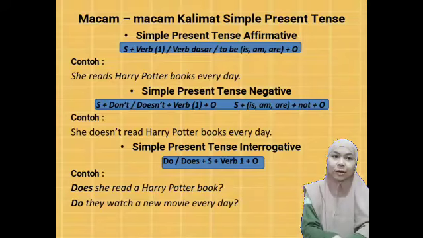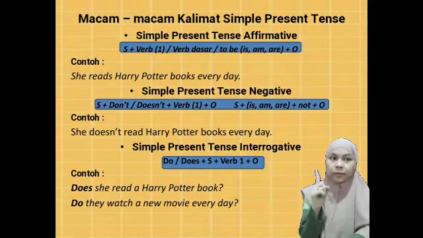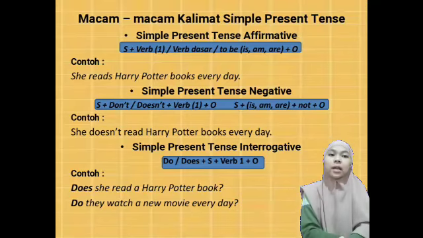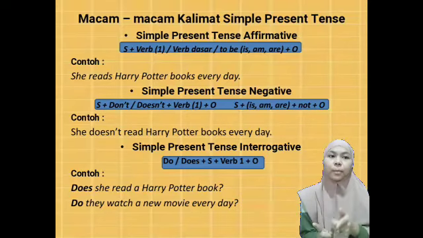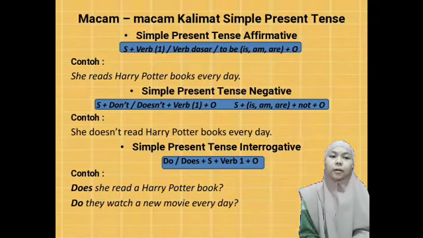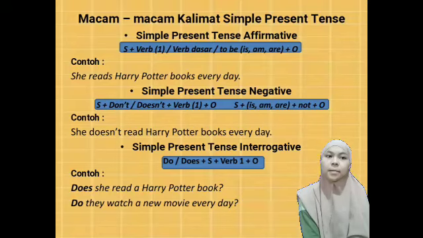Some kinds of simple present tense is first, simple present tense affirmative. The pattern is subject plus verb plus object. For example, she reads Harry Potter books every day.